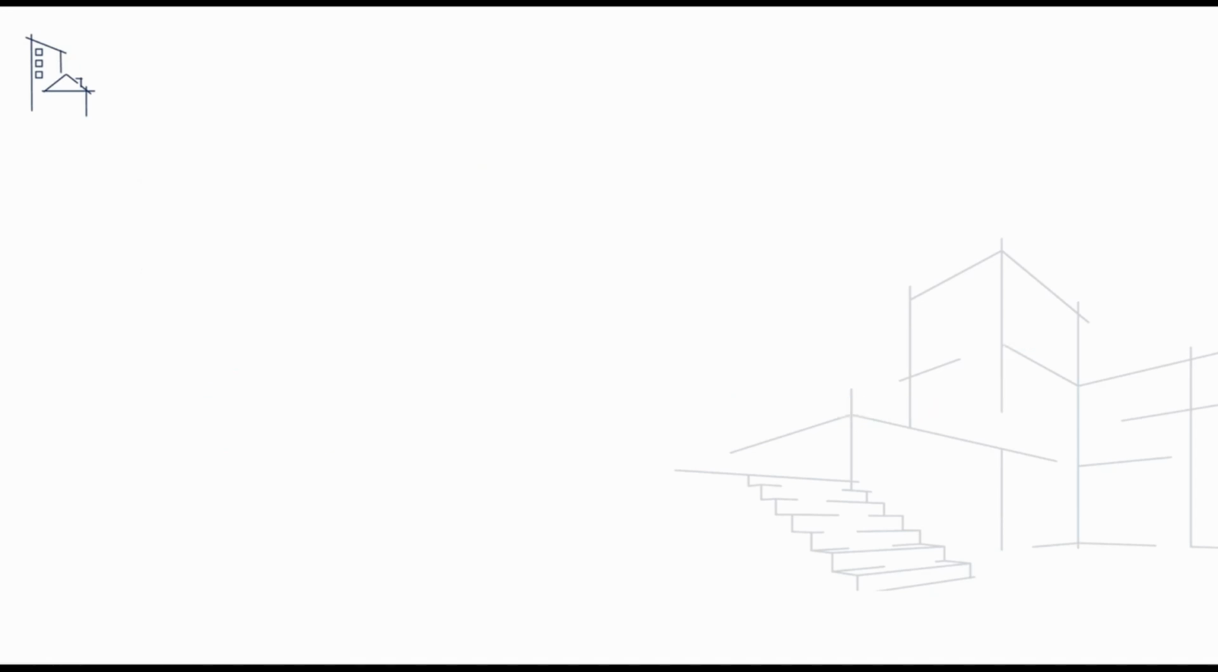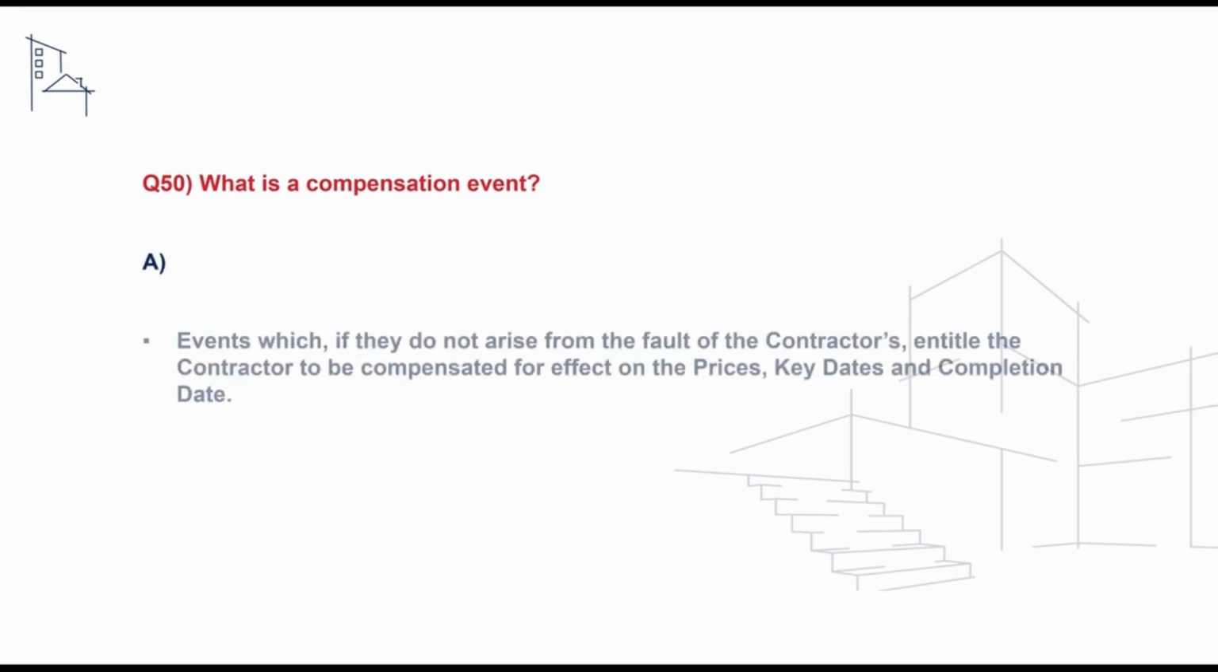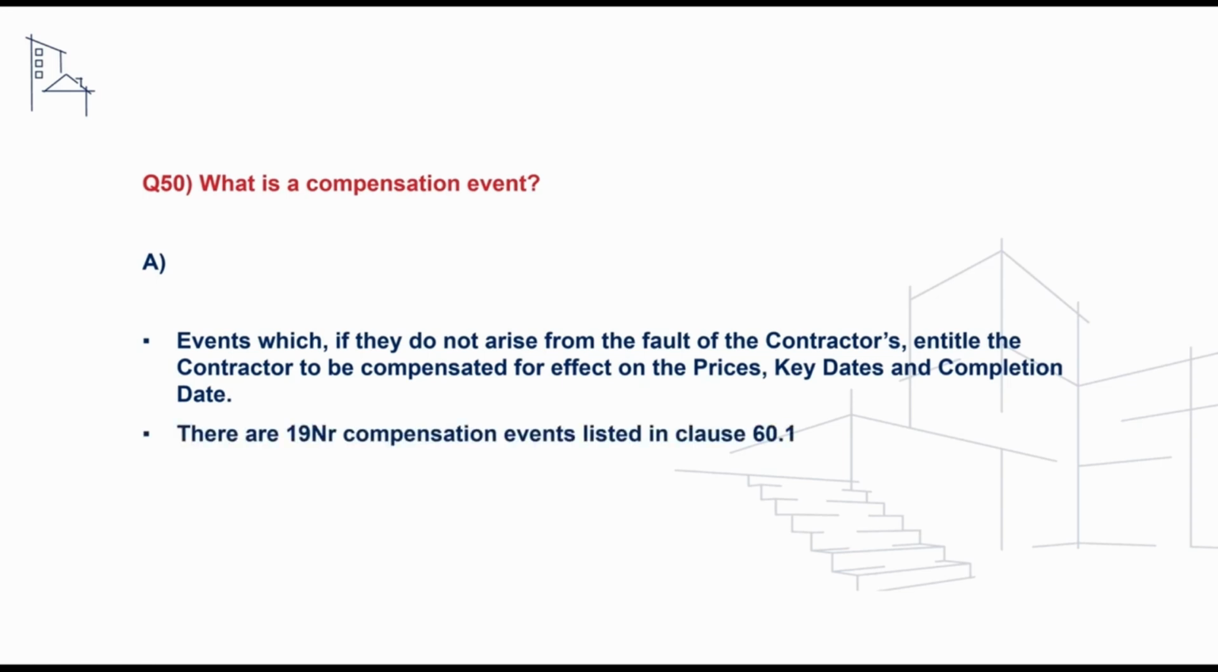We may receive a question on our understanding of the term compensation event, and to address this we would need to make reference that these are events which, if they do not arise from the fault of the contractor, entitle the contractor to be compensated for effect on the price, key dates and completion date. There are 19 compensation events listed in total.